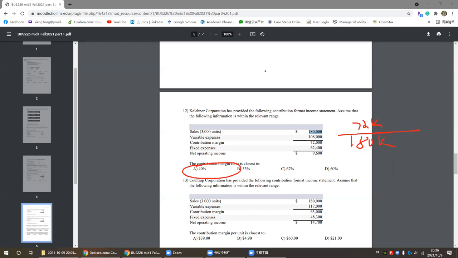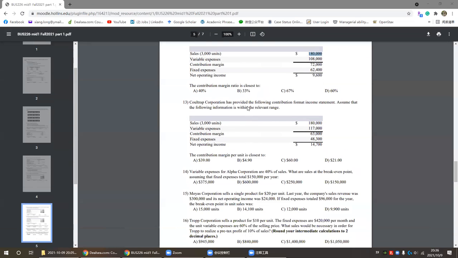Okay, that's very simple. The next question asks you the contribution margin per unit. It asks you per unit, not the total contribution margin or the contribution margin ratio. So how we're going to do that is also very easy. We already know the total contribution margin right here is equal to 63,000. We just need to divide this by the total units right here, 3,000. So what we got is equal to 21. The answer will be D. Also very, very easy and straightforward.